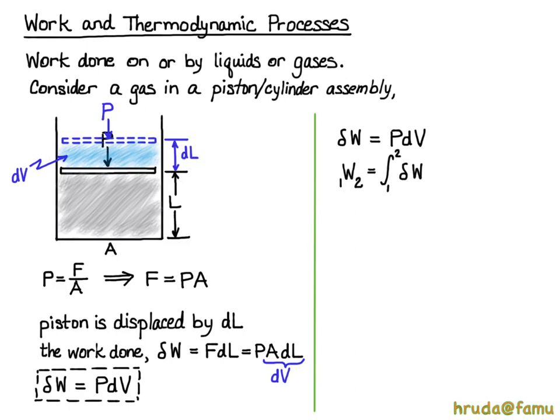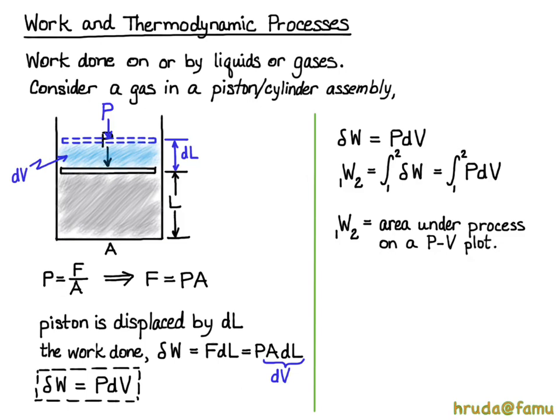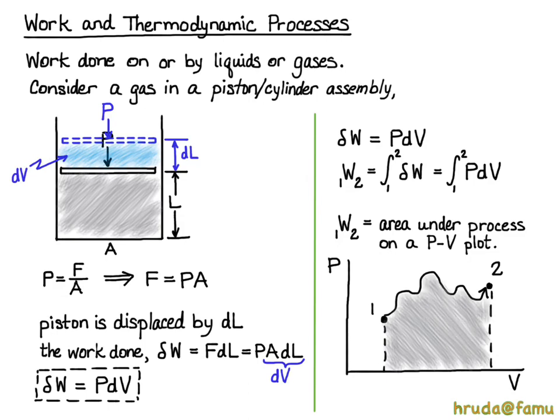The work in going from state 1 to state 2 would be the integral of del W, which would be the integral of P dV evaluated from state 1 to state 2. So what this shows us now is work would be the area under the process on a PV plot. So taking a pressure volume plot, if I go from state 1 to state 2 on this PV plot, whatever path I take, the area under that path would be the work for the process.